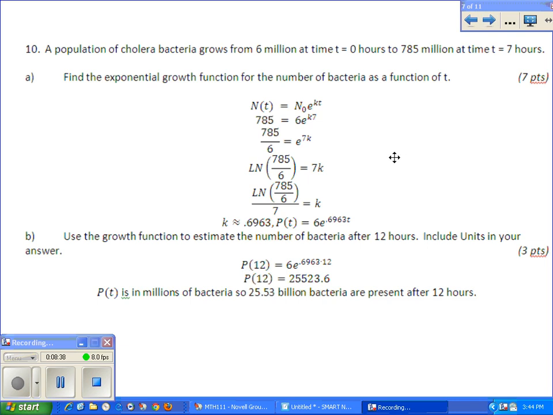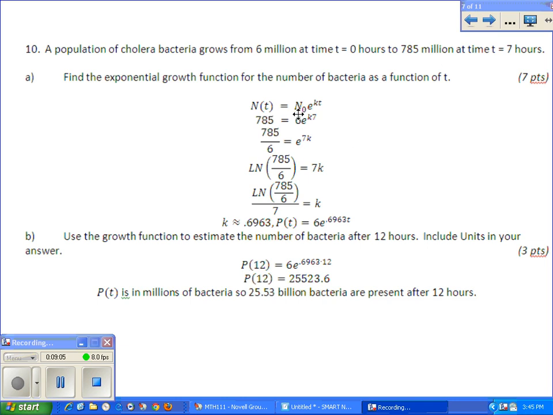This one's a growth model. We've got a population of cholera. It starts at 6 million at time t equals 0 hours, growing to 785 million at time t equals 7 hours. So when I did this problem, I simply thought of the population being the number of millions of bacteria and used 6 and 785. If you choose to use 6 million and 785 million, it works out exactly the same way.